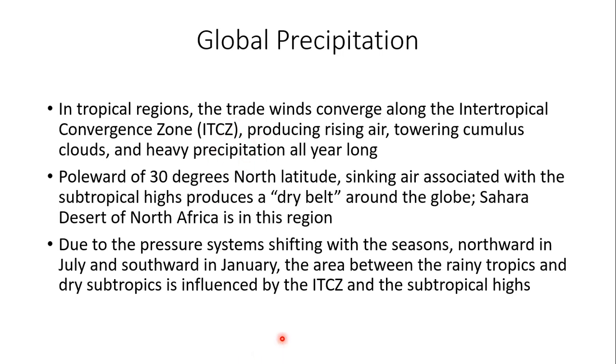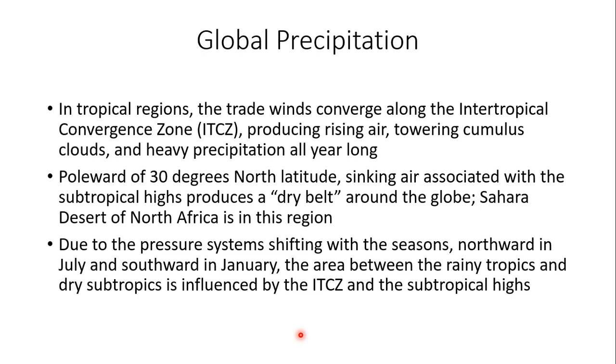So in tropical regions, the trade winds are going to converge. You have the northeast trade winds from the northern hemisphere converging with the southeast trade winds from the southern hemisphere. Those two wind belts converge along what's known as the ITCZ, the Intertropical Convergence Zone. This produces rising air motion, towering cumulus clouds, and heavy precipitation all year long.